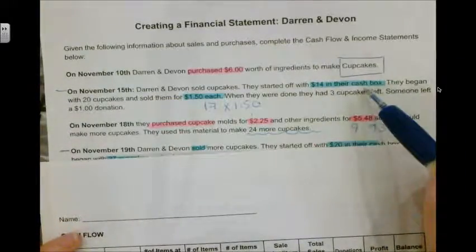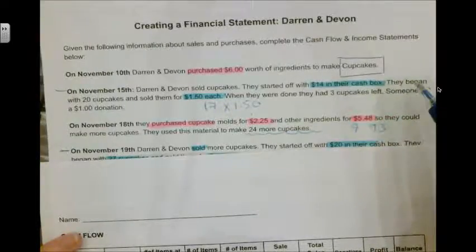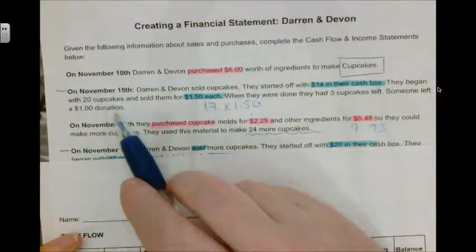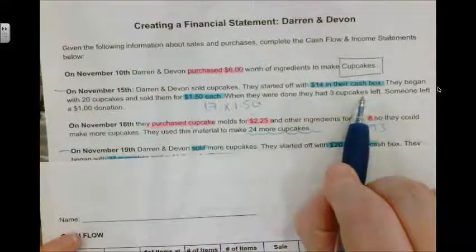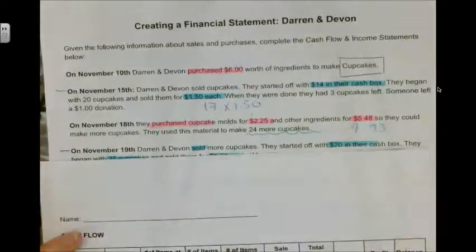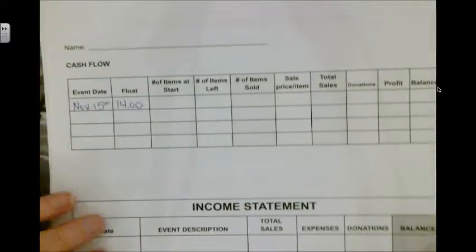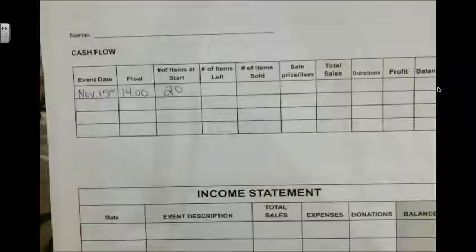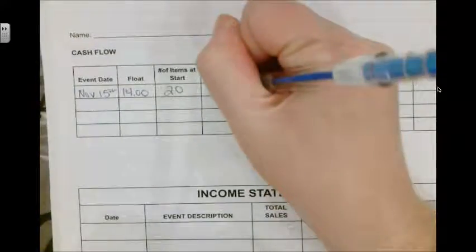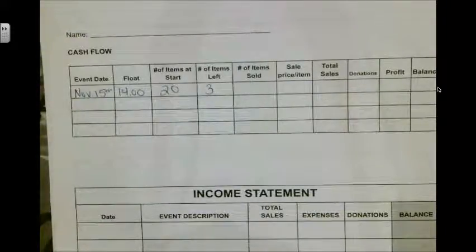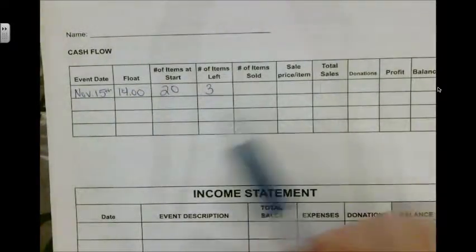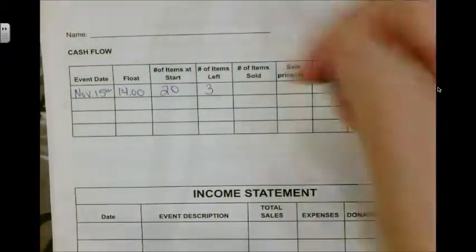They began with 20 cupcakes and sold them for $1.50 each. When they were done, they had 3 cupcakes left. Someone left a $1 donation. So if we look at this, we have 20 cupcakes at the start. We have 3 left at the end. So you have to calculate how many that means that you sold. You should be able to do this simple math in your head. You had 20 at the beginning, there's 3 left. So that means that you sold 17 cupcakes that day.